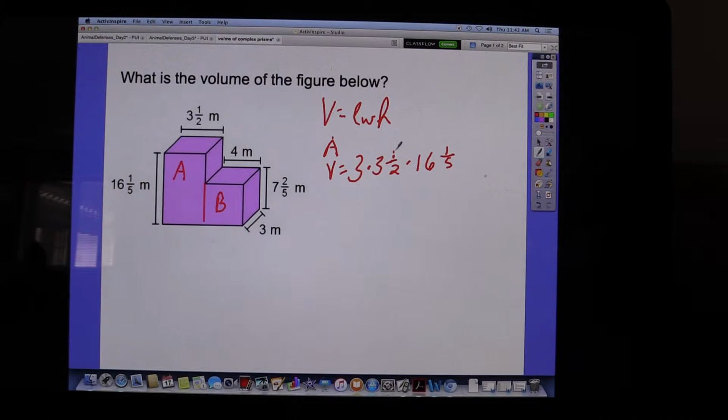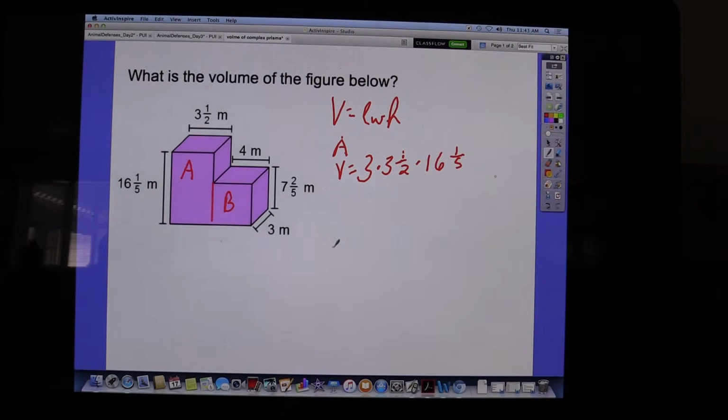Now I'm going to go ahead and work this out from left to right. Because of the commutative property of multiplication, I could move these around and multiply whichever factors I want first, and I'll still get the same product, or the same volume.